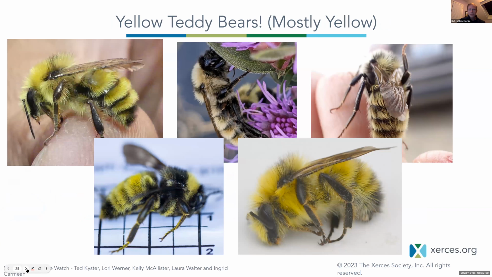Next, we're going to move on to these bees that were mostly yellow. We familiarly call them the yellow teddy bears because they're teddy bear-like and they kind of look cute and fuzzy. Some of them are more fuzzy than others, so I'm going to divide these up into the ones that I think are less fuzzy, and then the ones that are more fuzzy. And I think you'll see that in these photographs.